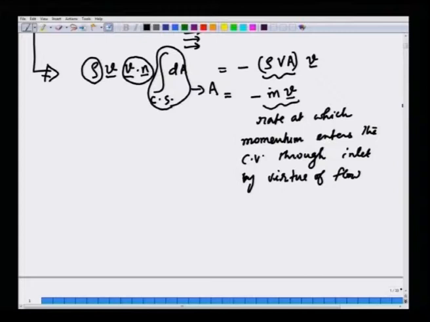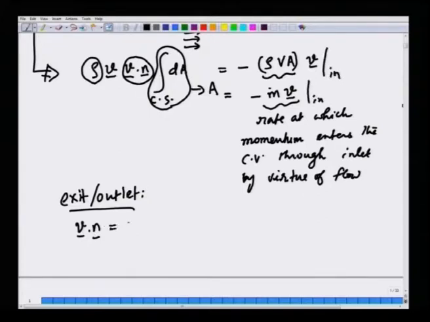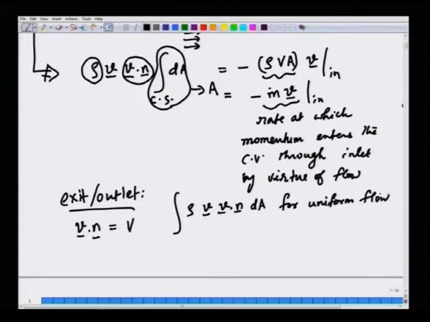So, that is the inlet flux term. Likewise for the exit or outlet, you will find that v dot n is all evaluated at the outlet. So, let us put in v dot n is plus v. The integral of rho v dot n dA for uniform flow will become rho v A, which is simply equal to m dot times v evaluated at the outlet.